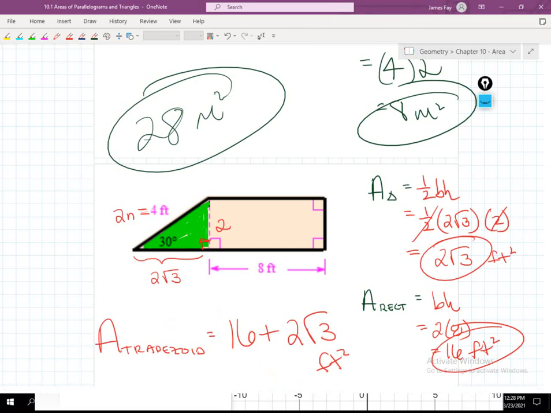I cannot merge them into one number because 16 is rational, 2 radical 3 is irrational. We don't like to merge those. Okay. Now, if they ask you in Math Excel to type in 1 decimal place, 2 decimal places, that kind of thing, type that in your calculator and you can go out to whatever decimal you need. But that would be the exact area of that shape.